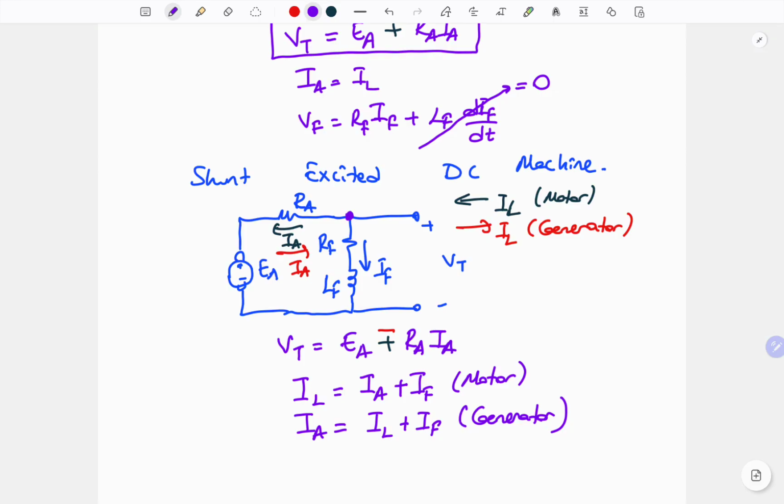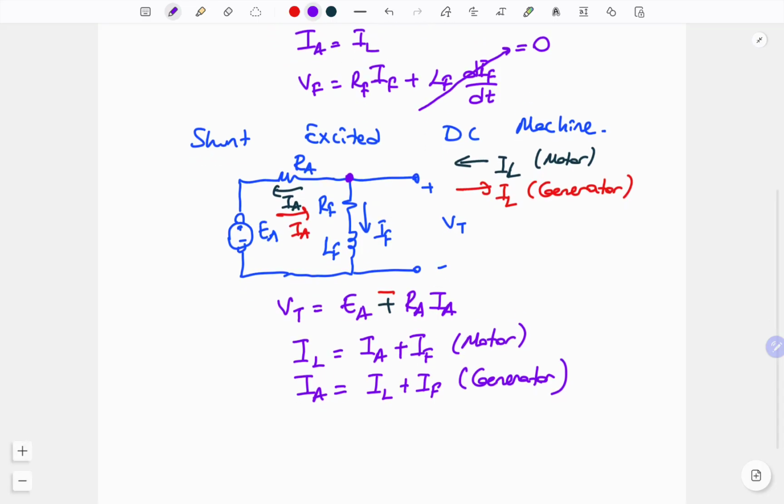For the last one, the field current expression: VT, the terminal voltage, will be the field side voltage, the field winding supply, because of the parallel connection of the circuit. So VT, the terminal voltage in that case, will be RF times IF. Again, the inductance voltage drop can be included, but during the steady state, we don't need to keep that part because the inductance voltage variation will be 0 because of the DC system.